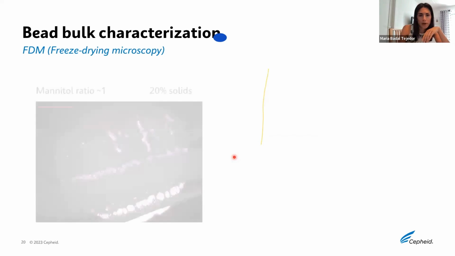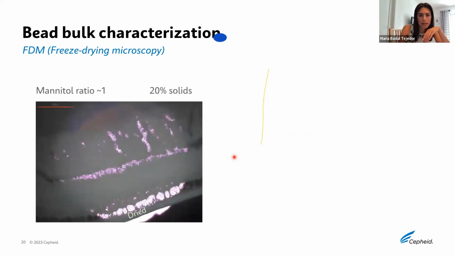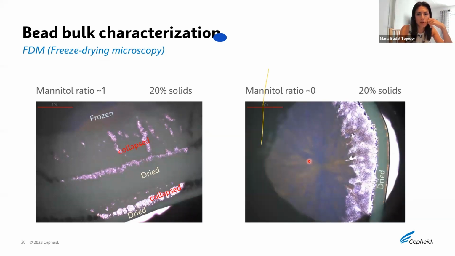But if we compare these 2 analyses with and without mannitol, we see how in the case of having mannitol present at this ratio, we find a drying front, then the solution collapses, then we find a drying front again, and then we collapse the solution, while this doesn't happen when mannitol is not present in the formulation.